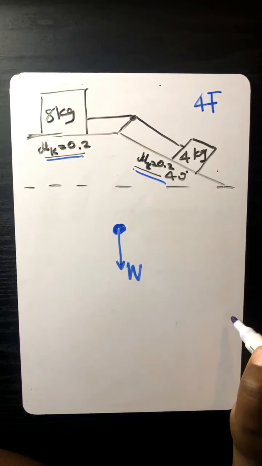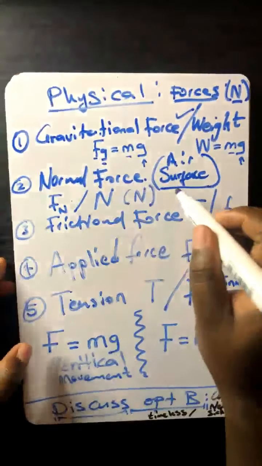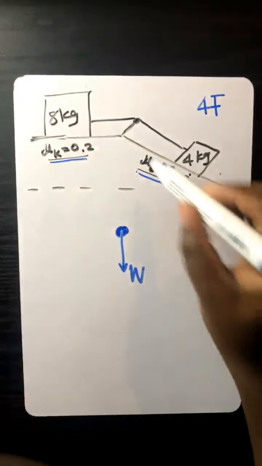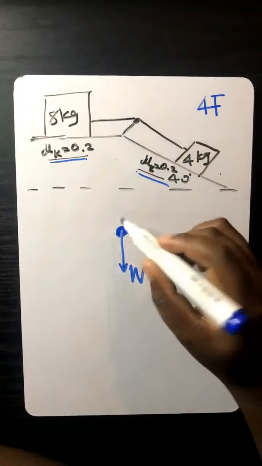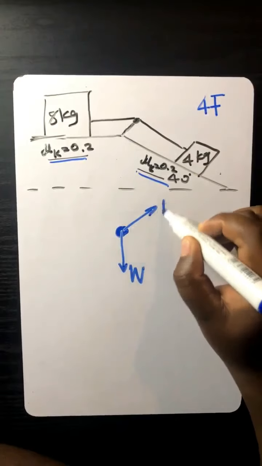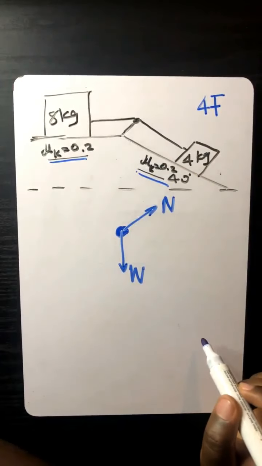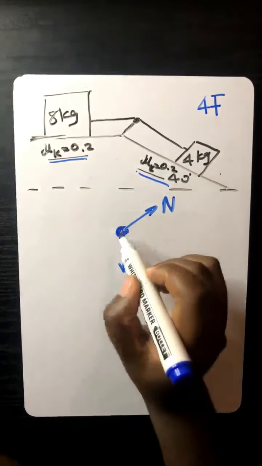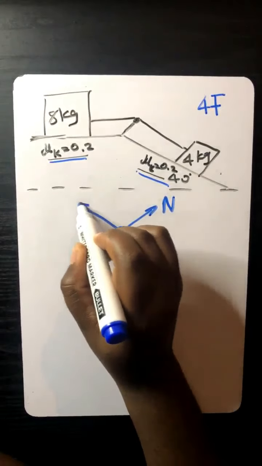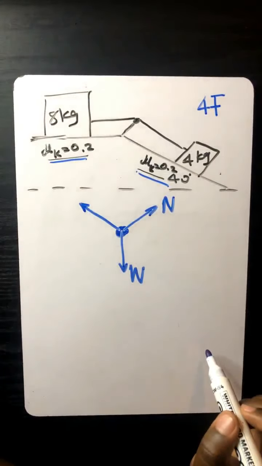And then normal force is always perpendicular to the surface, because you've noticed that every time we talk about normal force, we talk about the surface. So it's always perpendicular to the surface. So can you see that the surface is at an angle? That is why the normal force is going to be in that direction. Very, very important there, LB. Now, we obviously have that one of tension in that direction.